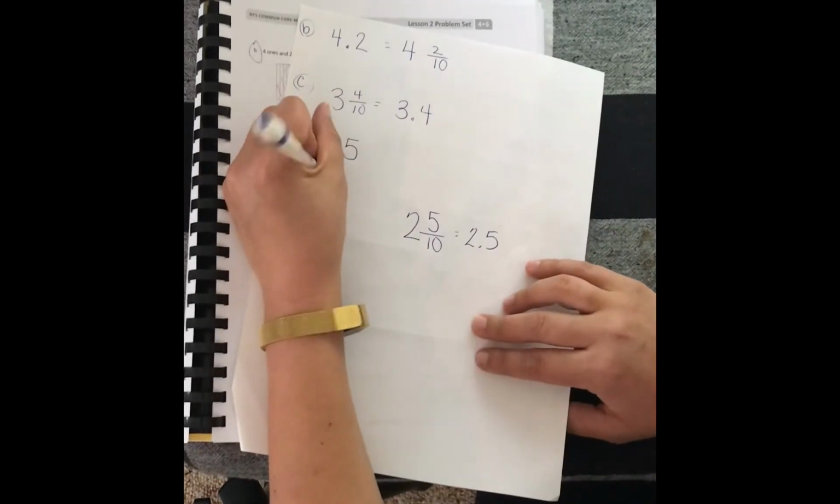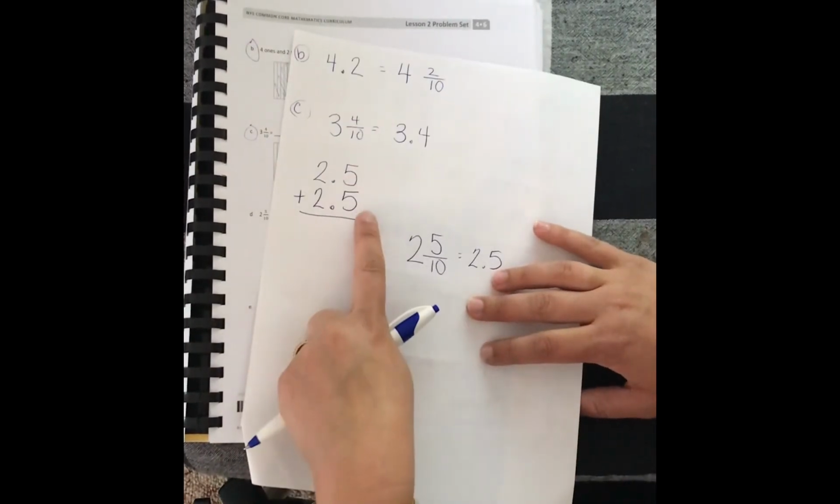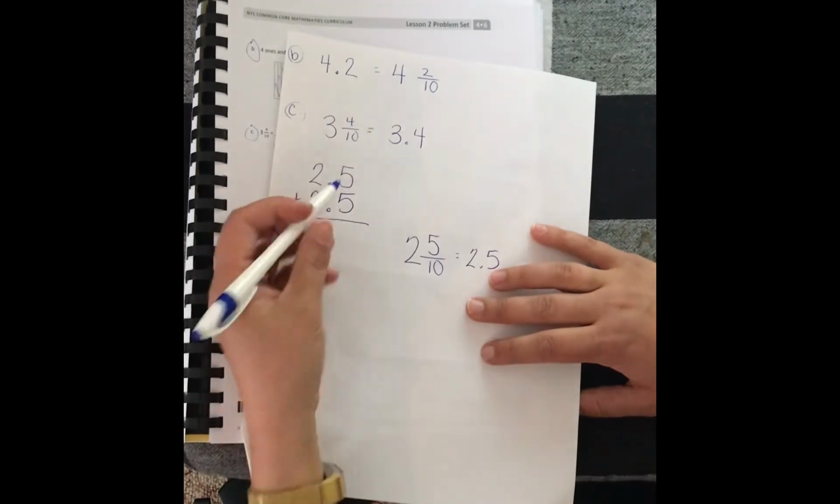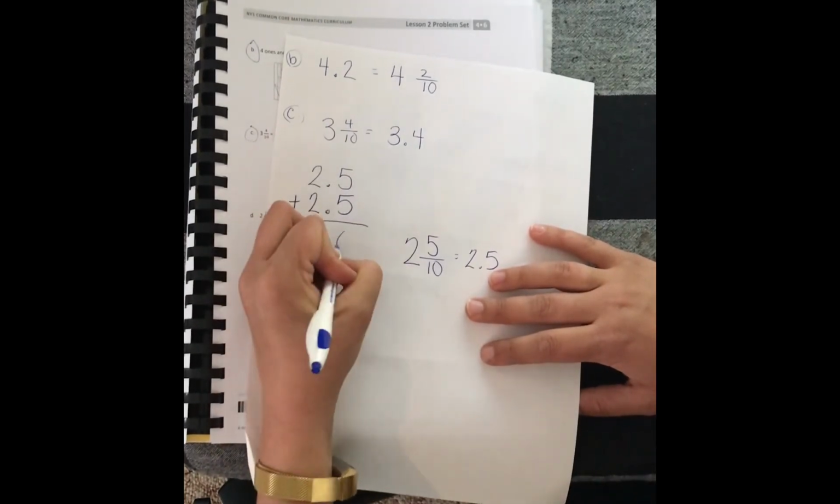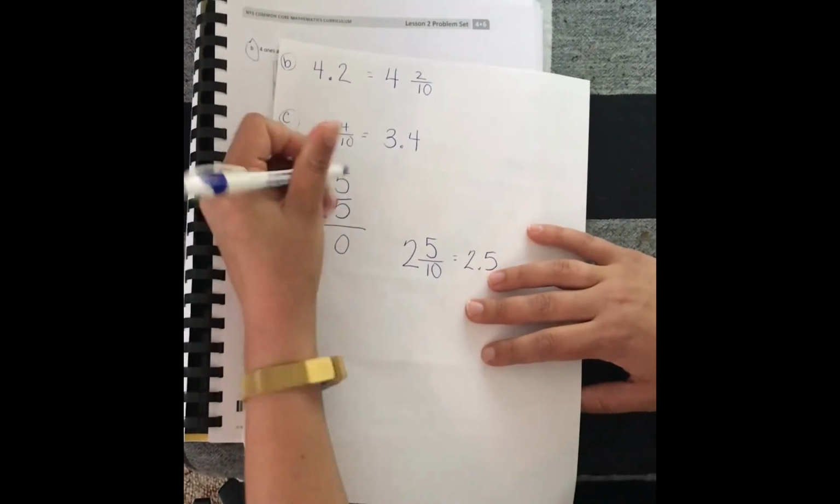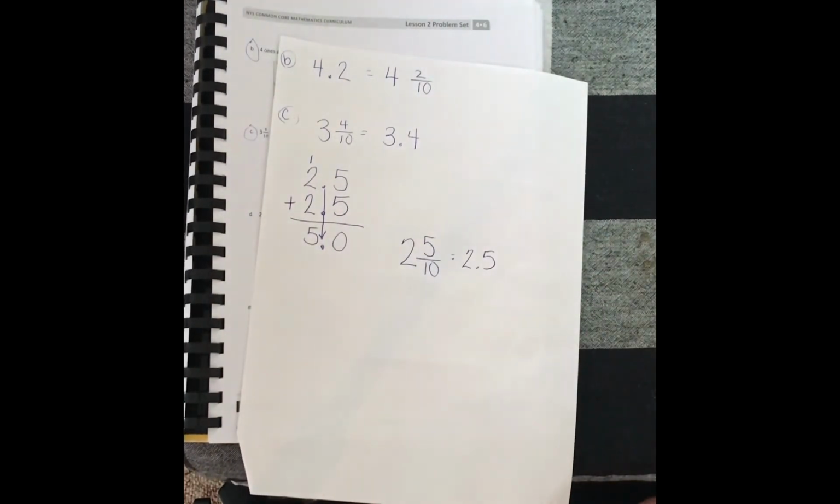We could also double check by lining up our decimals. Our tenths place is above the tenths place, our ones place is above the ones place, and we can add. 5 and 5 is 10, then 2, 4, 5, and then we bring our decimal point down, and it equals 5. Nice work.